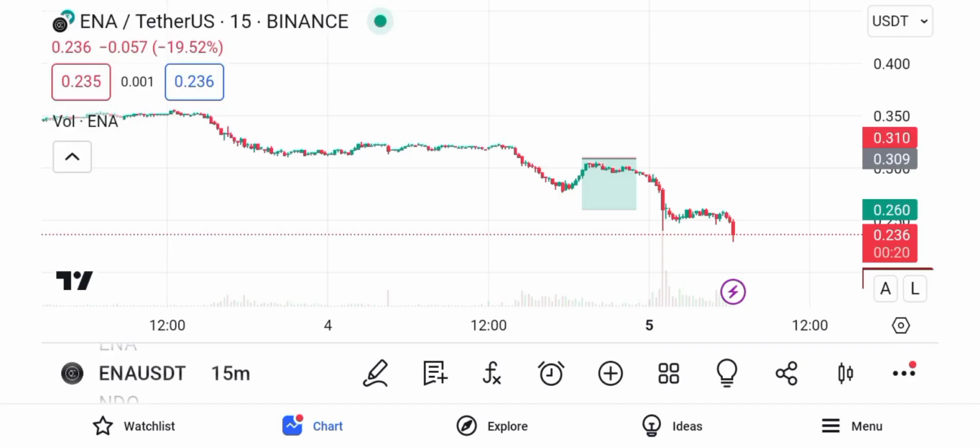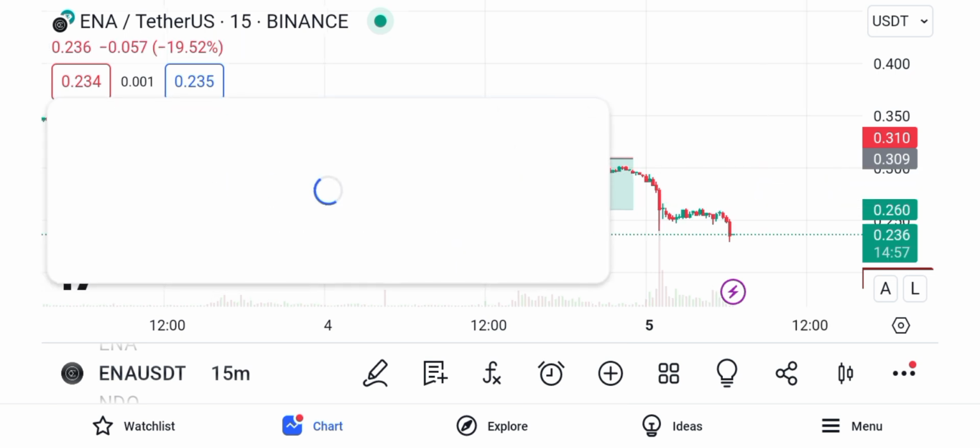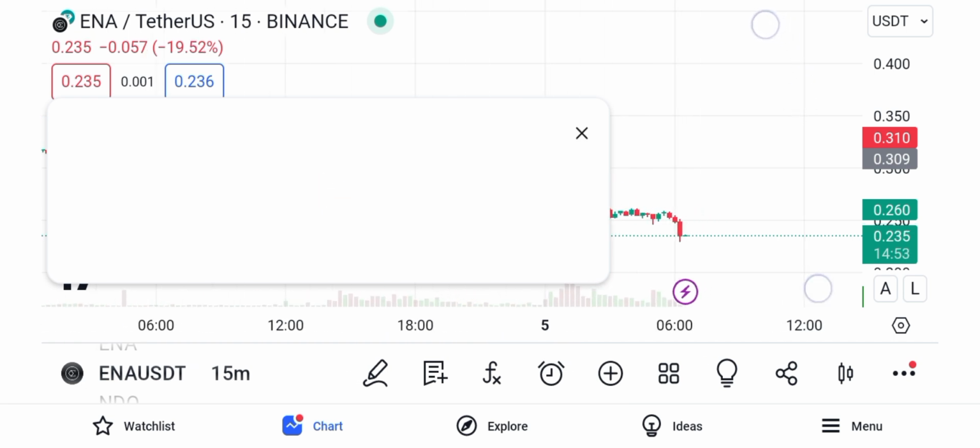Okay guys, another one here is ENA USDT. That's just a symbol. If you type in ENA USDT, you need to see this symbol right here, to confirm it is the right coin. You can see here the trade has actually triggered, even going far lower than the take profit. That means that my take profit has been executed before now.